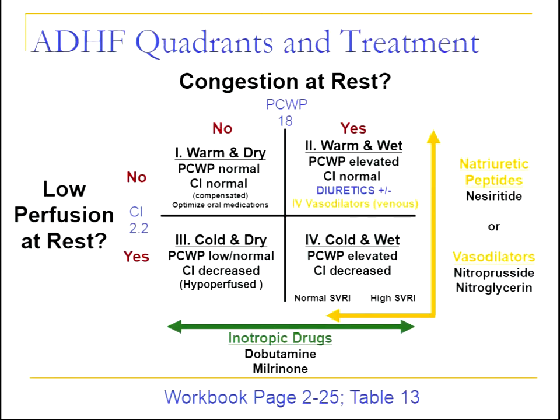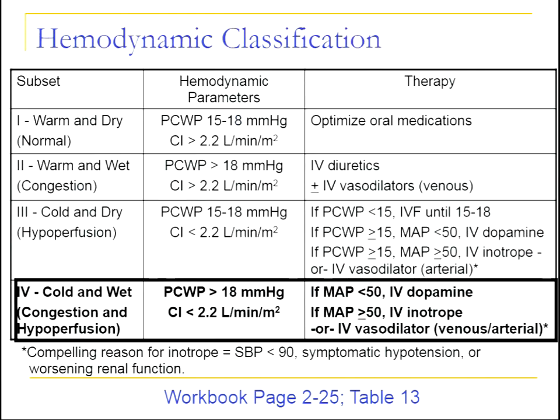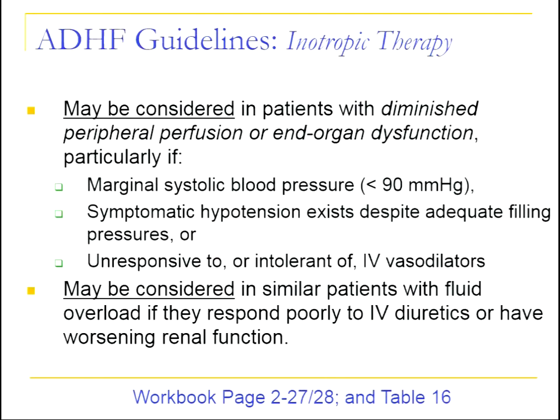Come on, man. Okay, so now we're thinking that this patient is in quadrant 4 because we know that he has a high pulmonary capillary wedge pressure as well. And so when we get to quadrant 4, we're going to use inotropes. If the MAP falls too low, though, we're going to have to use dopamine or some type of vasopressor in this instance.